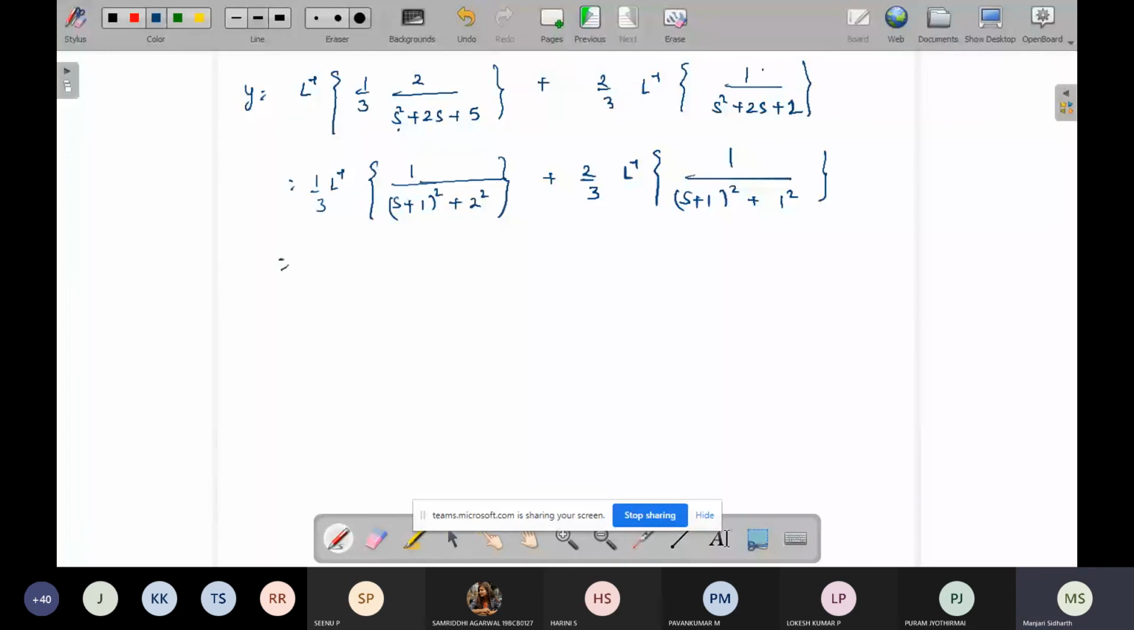Okay, now you know that this is nothing but sine, this is 2 square, that means sine 2t. Now it is s plus 1, that means it would have multiplied by e power minus t, right? And 1 by 3. Similarly, it is s square plus a square form, that means sine t form. And because here it is replaced by s plus 1, that means it would have multiplied by e power minus t, right? Then you will get the Laplace transformation of this as this. So this is your answer.